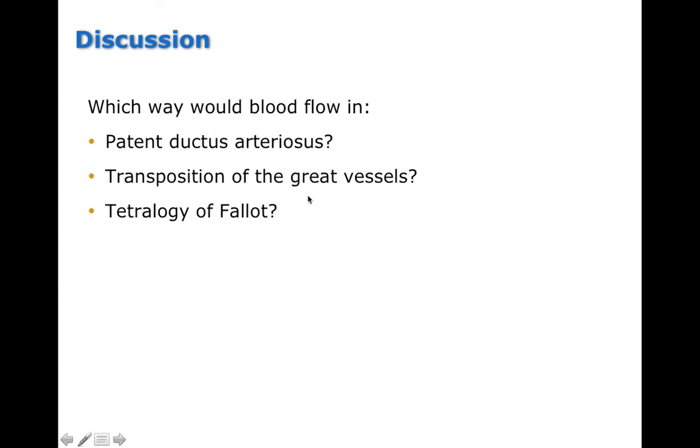And then with the transposition of the great vessels, this is actually a flip-flopping of the aorta and pulmonary trunk. What's weird with the transposition is that the right ventricle might connect straight with the aorta, and the left ventricle could connect straight with the pulmonary trunk. Now that's a problem, because now what you have are two disconnected circulations.